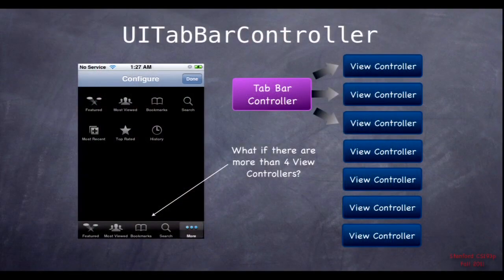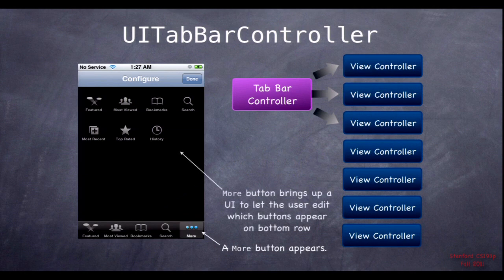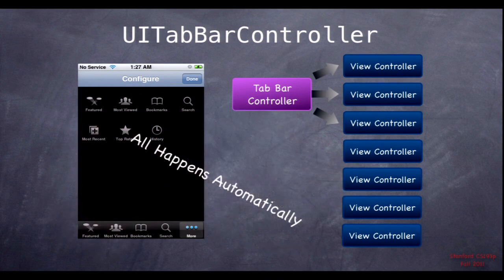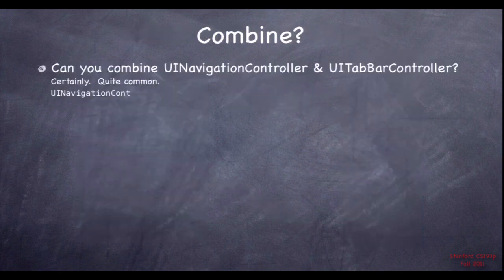What if we have more than 4? What happens is that you get a More button at the bottom, the button at the very bottom right. And when you click on More, you get this area where the user can choose which of the more than 4 they want to appear at the bottom. And they can do this at any time. The great thing about this is it's all automatic. You don't need to do anything in your code. There's no delegate or anything you need to do. It'll keep track of this for you. Okay, so that's a nice feature.